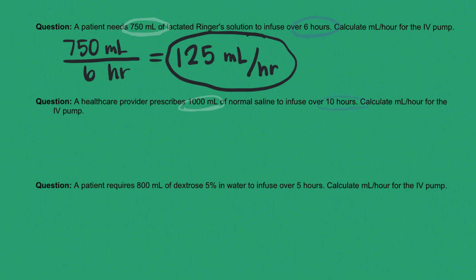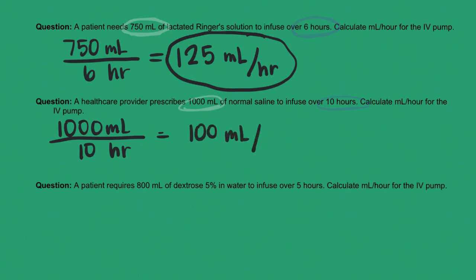All right, let's set up our equation. 1,000 milliliters is the total volume, and our total time is 10 hours. We will simplify that. 1,000 divided by 10 is 100 milliliters per hour. And we'll move right along to our final question.